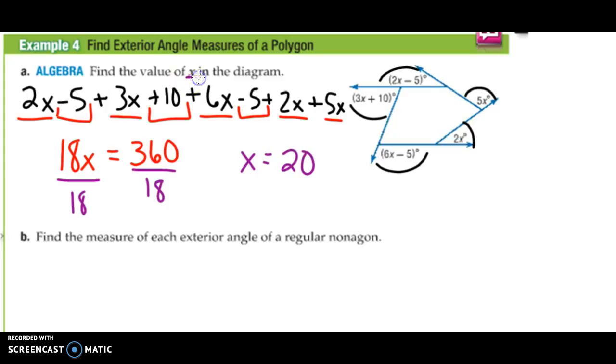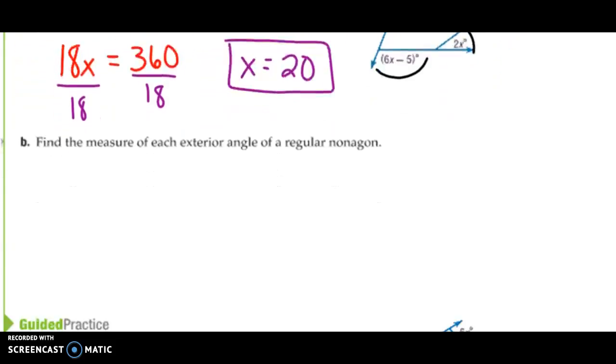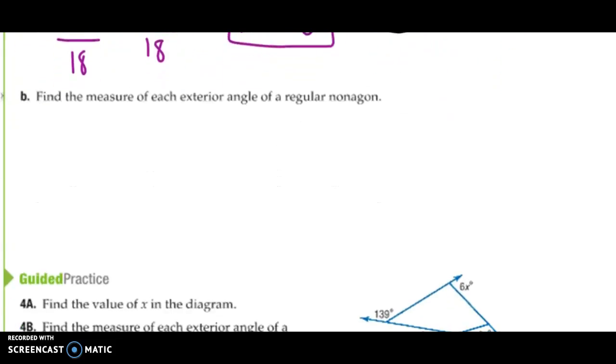So notice they just wanted the value of x, so I am done. They could have asked for each angle measure, and then what you do is you put 20 in for x in all of those. But they didn't ask for that this time. Letter B. Find the measure of each exterior angle of a regular nonagon. So we need to know what a nonagon is again. So if we look back, or you look it up, nonagon, 9 sides. Okay? So this is a 9-sided figure.